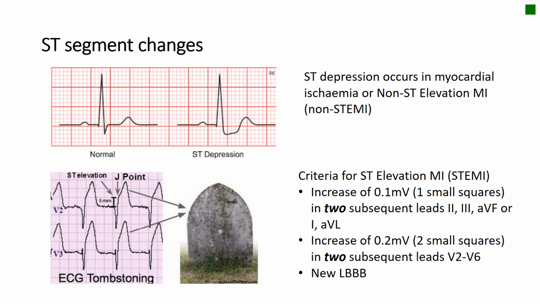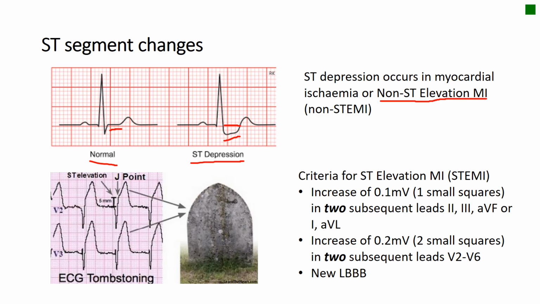So let's look at some ST segment changes. Here we've got normal, and compare that with ST depression going on here. So you see it's below the baseline as you get in the normal trace. It's ST depression, and that is classical in myocardial ischemia, particularly if someone's doing a treadmill test. So you might see ischemia arising and get chest pain after doing several minutes of exercise. Or it can also occur in a non-ST elevated MI, so just be aware of that.